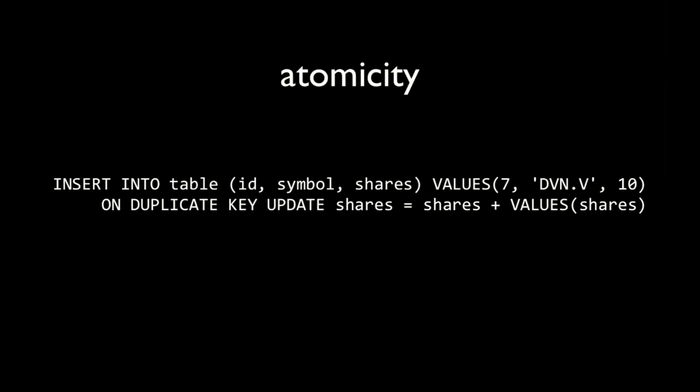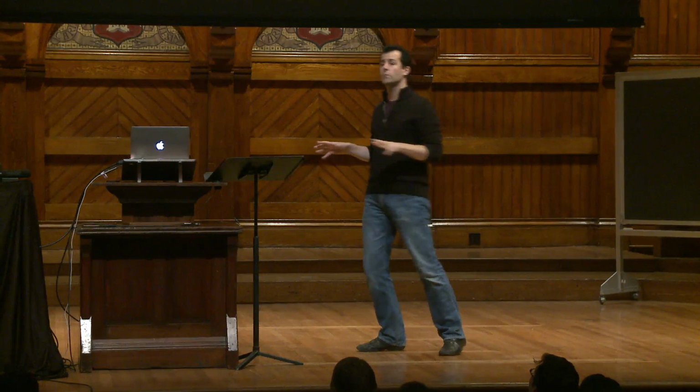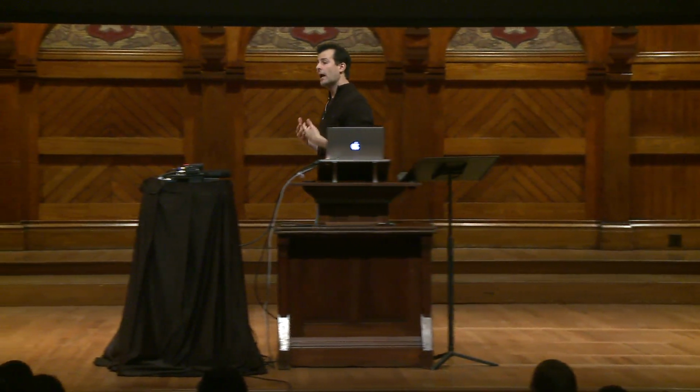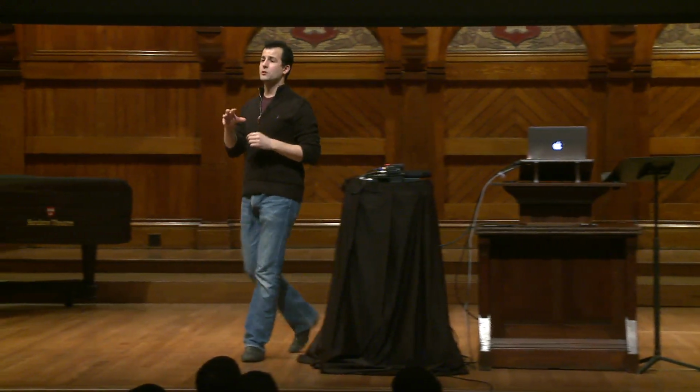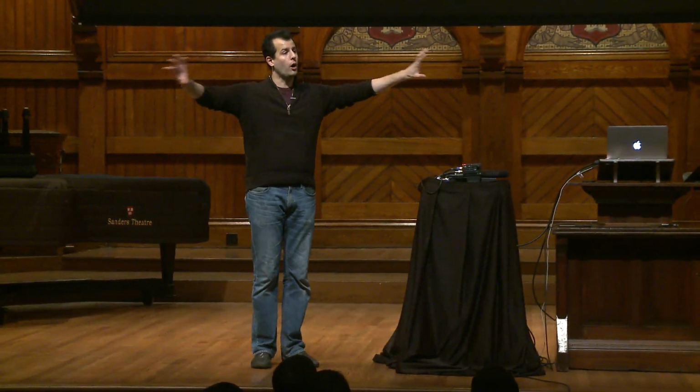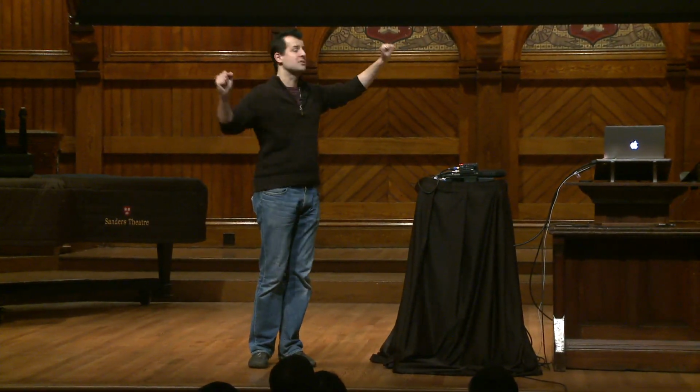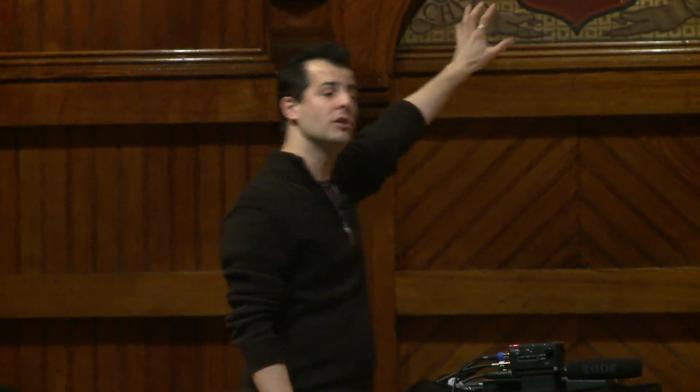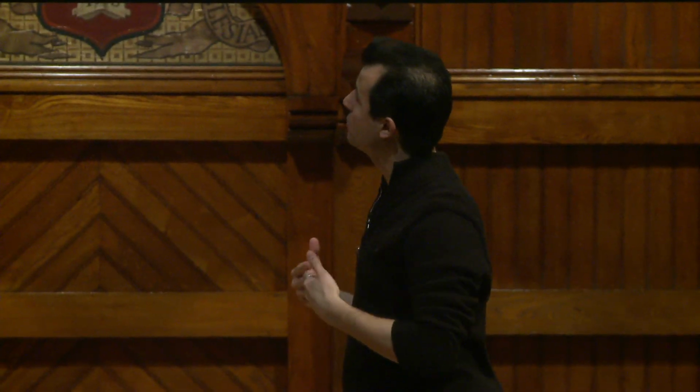On duplicate key, update shares equals shares plus values of shares. So totally cryptic looking at first glance. But the fact that this SQL query, even though it wraps onto 2 lines, is one long query, means it's atomic in the sense that this query will either be executed altogether or not at all. And that's by definition of MySQL. That's how they implemented this query. It is by definition in the manual guaranteed to execute all at once or not at all. And the motivation for this is as follows.